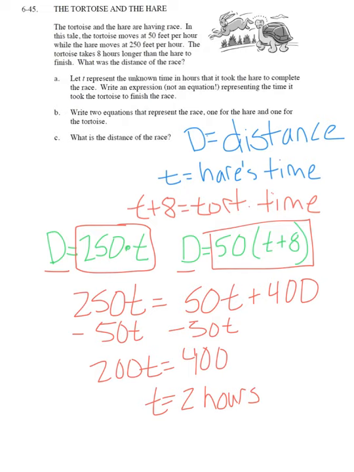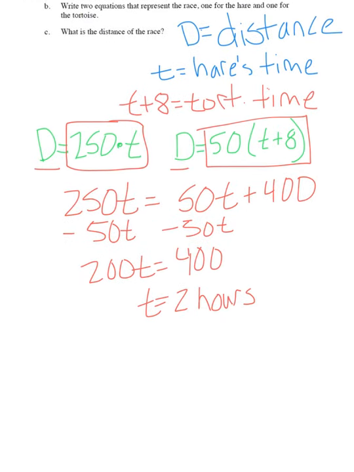Based on that, we would know that it would take the tortoise 10 hours to finish it. But the question is asking us how long the race was. So we have t. We can put that back into either one of our equations and solve for the distance, because the first equation appears easier. I would just go back there, take out my t, put in 2, which means the distance of the race would be 500.